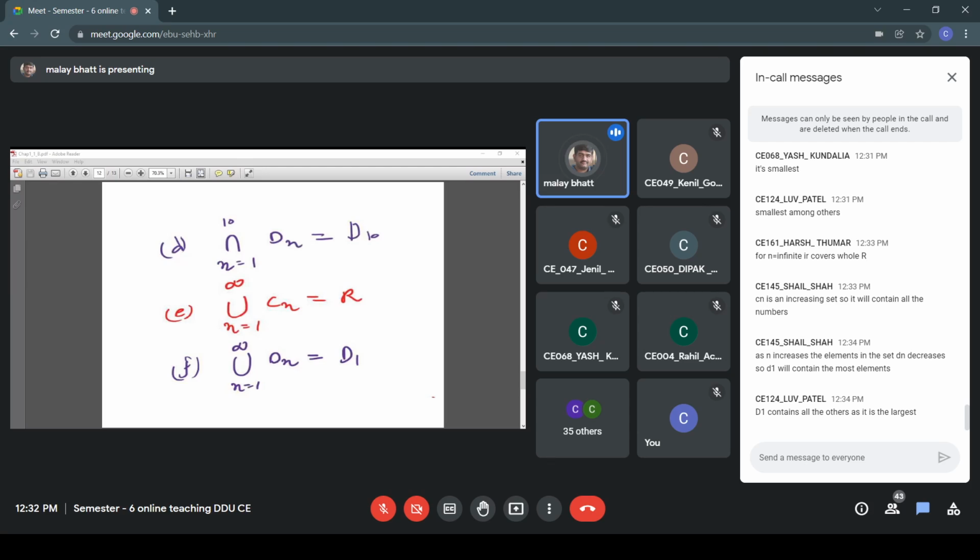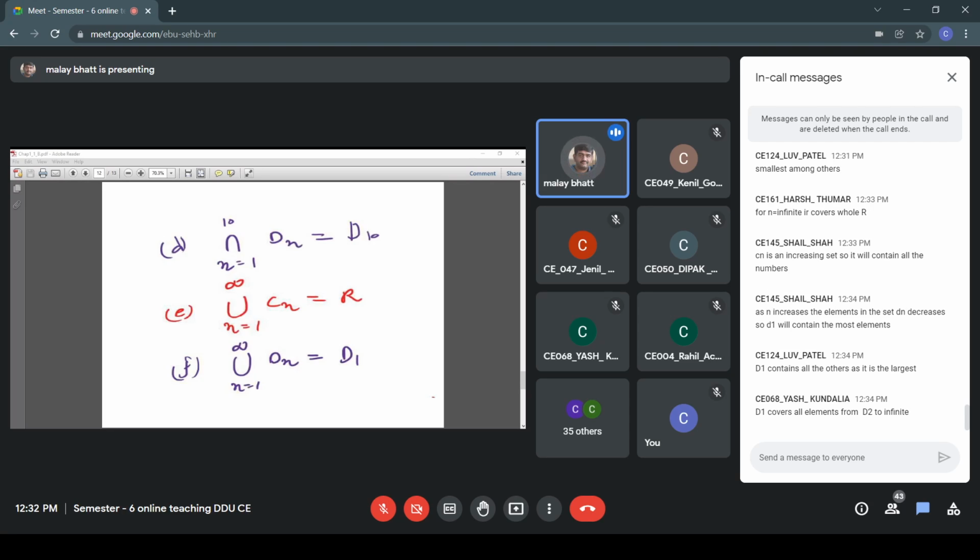D1 contains all the others as it is the largest one. D1 is the set which is the largest one. That's why we are getting that, right? Okay, that's true. So let us go to the next slide.